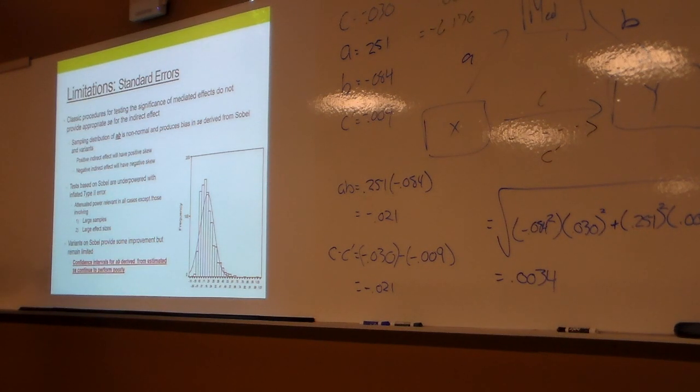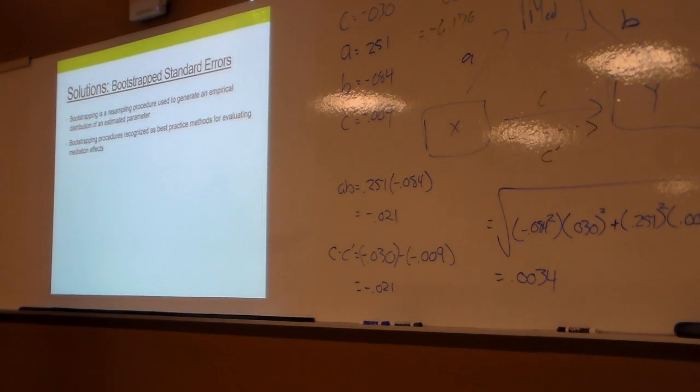Okay. And so, again, there have been some improvements on Sobel to try and address the non-normality in the sampling distribution of our indirect effects, but we still have problems, and our confidence intervals based on Sobel still perform poorly. We're generally not working with large sample sizes in psychological statistics, and we're almost never working with large effect sizes. So this ends up being a serious concern. So what we can do now with the power of technology is rely on some bootstrapping techniques.